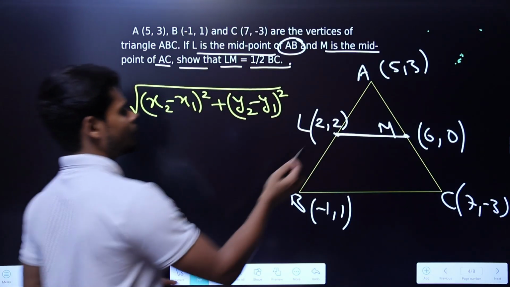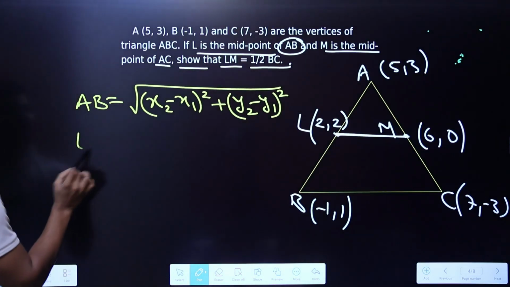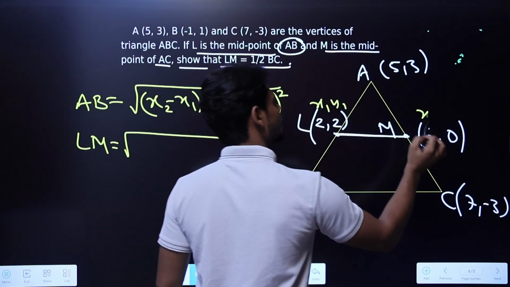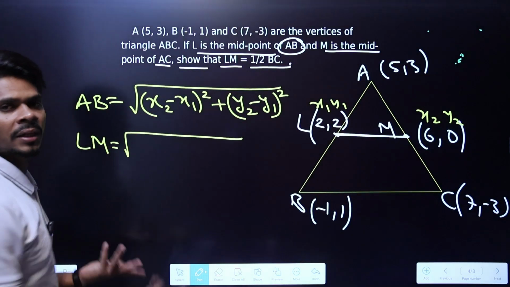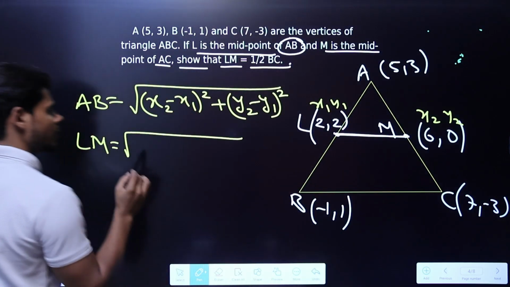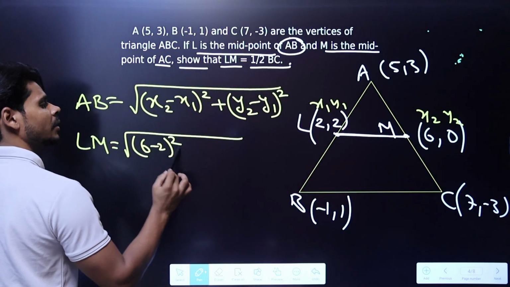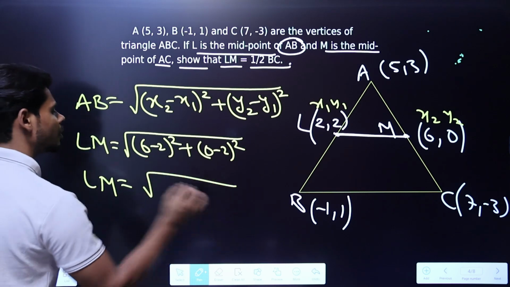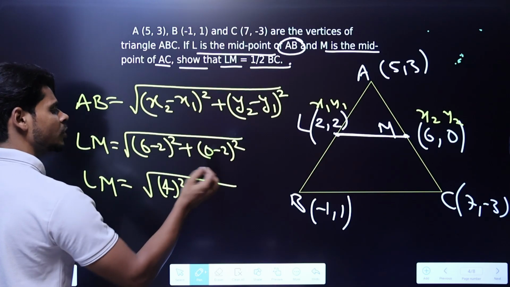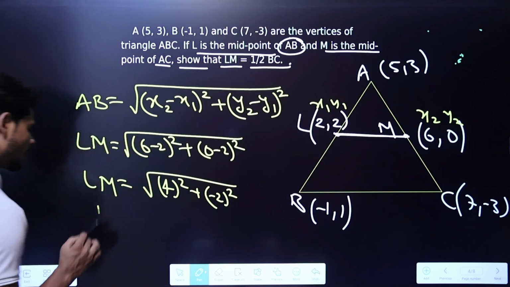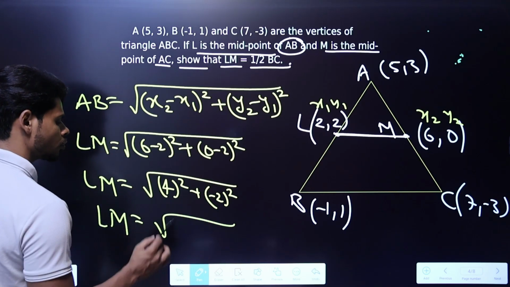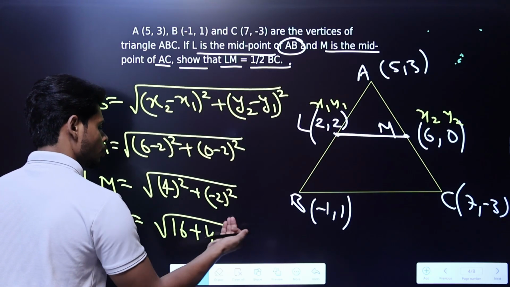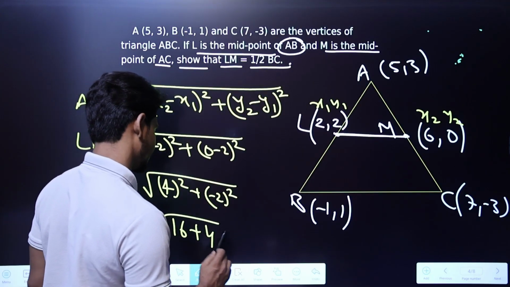Got it? Now if I want to find the distance of LM, then what will it be? Under root. First point is always x1 y1, second point is always x2 y2. We just need to substitute the values over here, that's it. So x2 minus x1, 6 minus 2 to the whole square, then plus 0 minus 2 to the whole square. So LM will be equal to 6 minus 2, 4 squared, then plus 0 minus 2 is minus 2 itself squared. So LM comes out to be 4 fours are 16, and negative 2 squared will be positive, so it comes out to be 4. So 16 and 4 is nothing but 20.